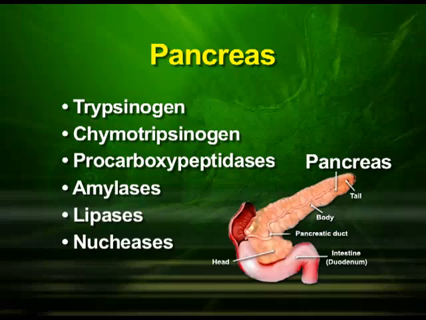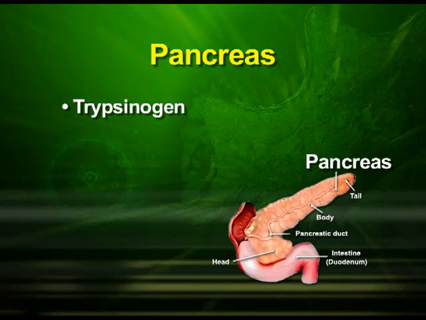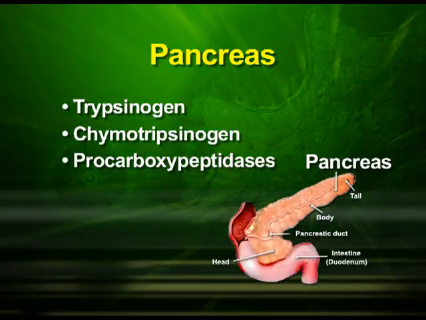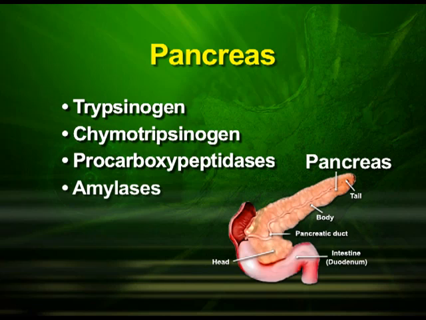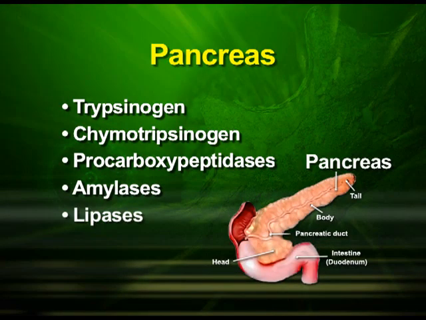chymotrypsinogen, procarboxypeptidase. We also have amylases, lipases and nucleases. Coming to trypsin again, which is the active form of trypsinogen, it will of course act on proteins. The amylases, you already know about salivary amylase, and now you know about pancreatic amylase. It will act on starch and will convert it into carbohydrate. Lipases, as the name indicates, act on lipids or on fats.